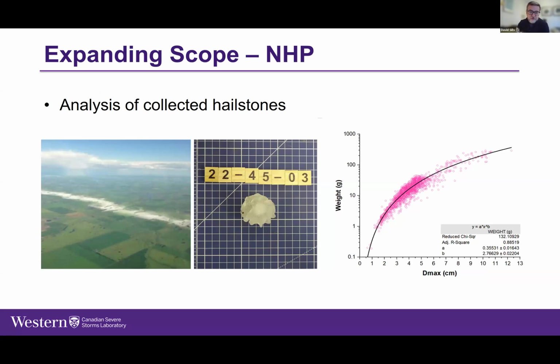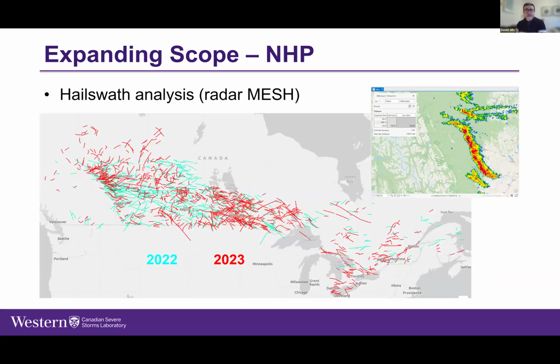We can also use drones to sample these hail swaths, as well as recording the data, and use radar as well. So this is the 2022 and 2023 hail swath analysis using the hail algorithm in radar, the MESH algorithm. And you can see how many hail swaths occur across Canada. Obviously, not all of these are going to be extremely damaging, but there's a lot of hail falling, mostly in Western Canada, but you can see in Eastern Canada also that we do have quite a bit of hail.